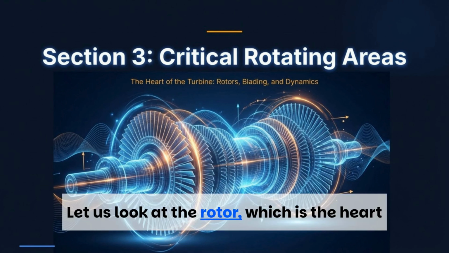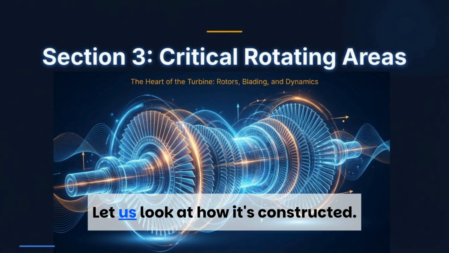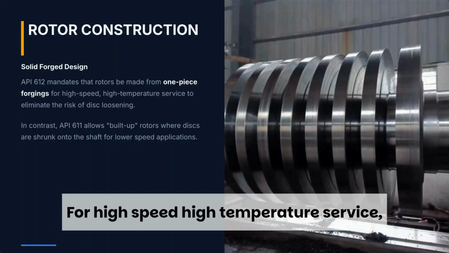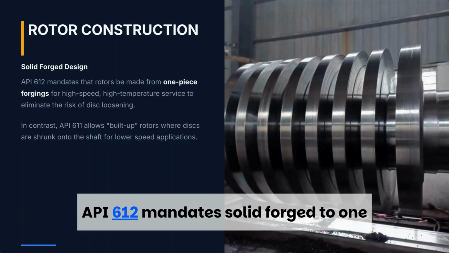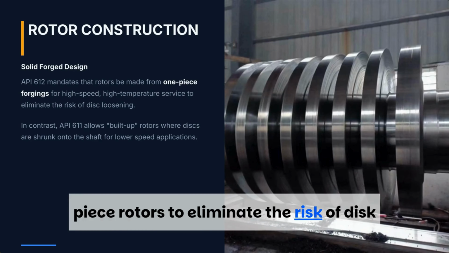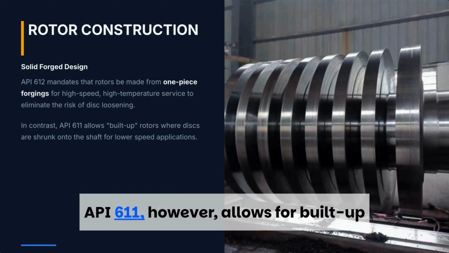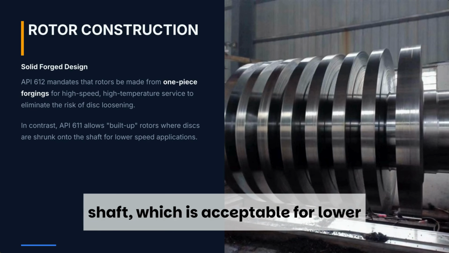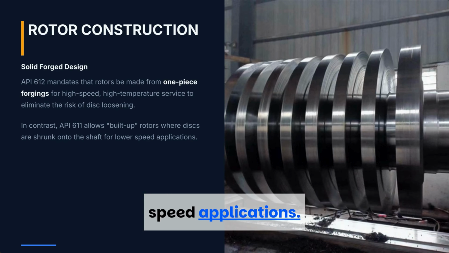Let us look at the rotor, which is the heart of the turbine, and how it is constructed. For high-speed, high-temperature service, API 612 mandates solid forged one-piece rotors to eliminate the risk of disc loosening. API 611, however, allows for built-up rotors where discs are shrunk onto the shaft, which is acceptable for lower speed applications.